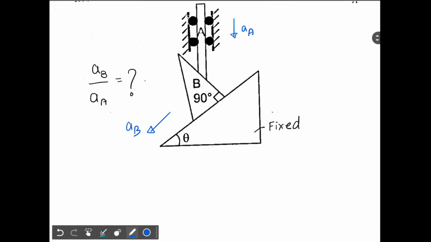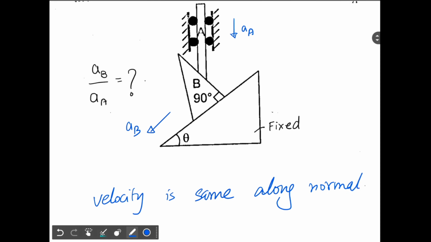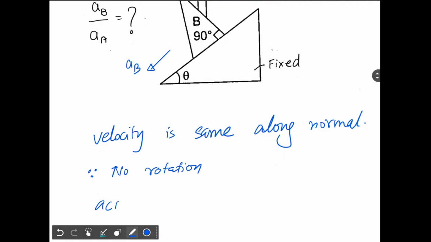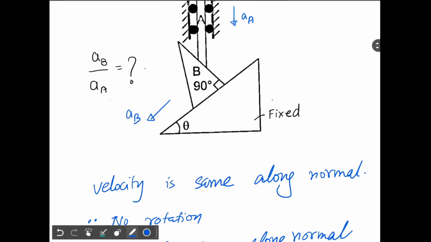Now, when two bodies are in contact, we apply the surface constraint. Surface constraint says that velocity is the same along the common normal. And in this case, since there is no rotation involved, acceleration is also the same along the normal. So in this case, what is my normal at the point of contact?